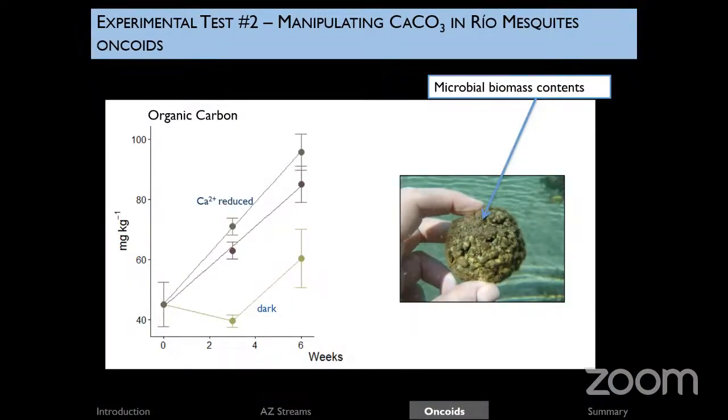For organic matter accumulation, as total biomass on these systems, we have our control here in the middle, and calcium reduction. You see a slight increase of organic carbon when we remove calcium, and a complete knockout of organic carbon when we turn the lights off, but some growth and recovery after the first couple of weeks.